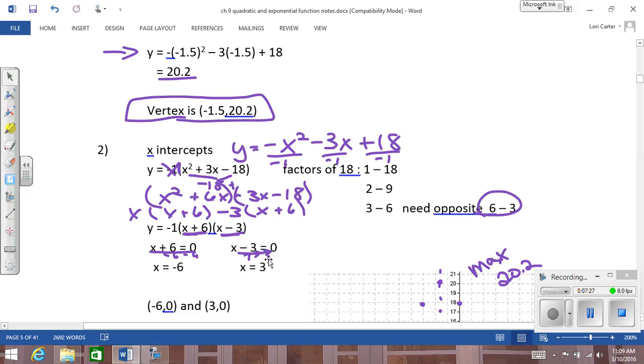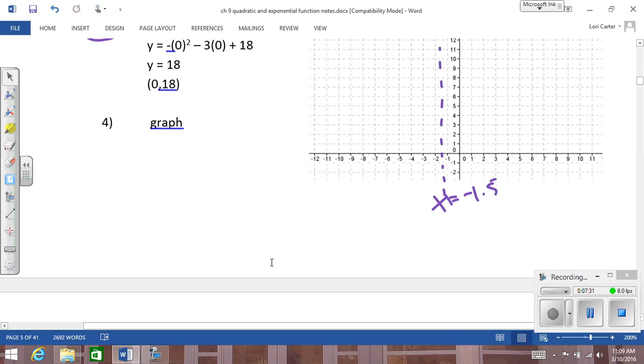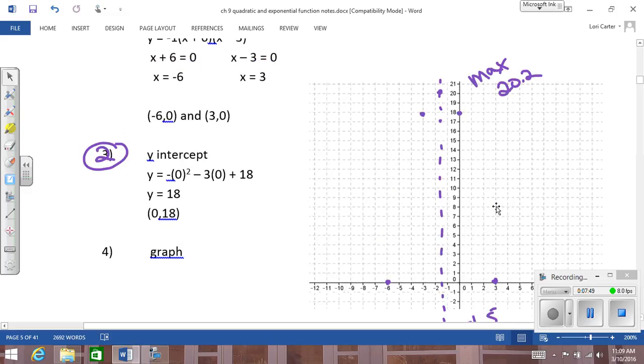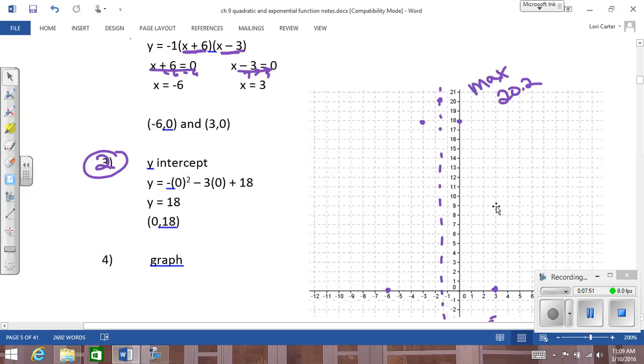Okay, go back to your graph. Where are those at on my graph? Negative 6. Where though? On the x-axis. So I go to negative 6 and 3. And now what do we do? Sketch the parabola. Is there anything you have not already done? Nope. Not one thing.